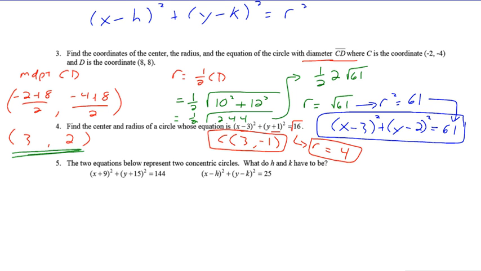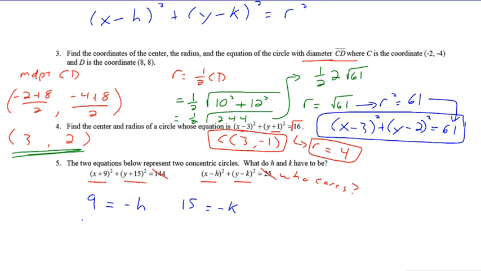For two circles to be concentric, they need to have the same centers, which means I don't care what's on this side. All that tells me is how big the circle is. What's here and here tells me where the circle is centered. So if I want them to be the same centered, I need to make sure that that side of the equation is exactly the same. So I would need 9 to equal -h, and I would need 15 to equal -k.